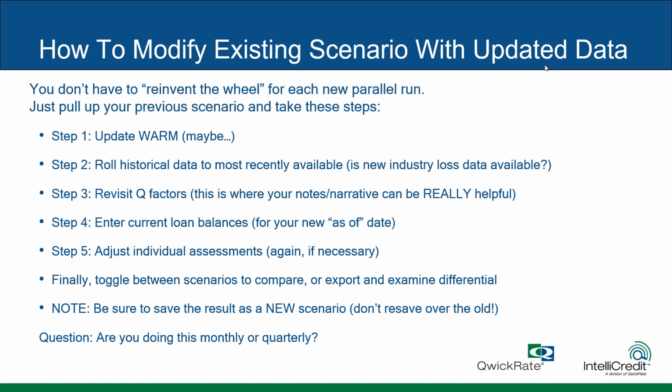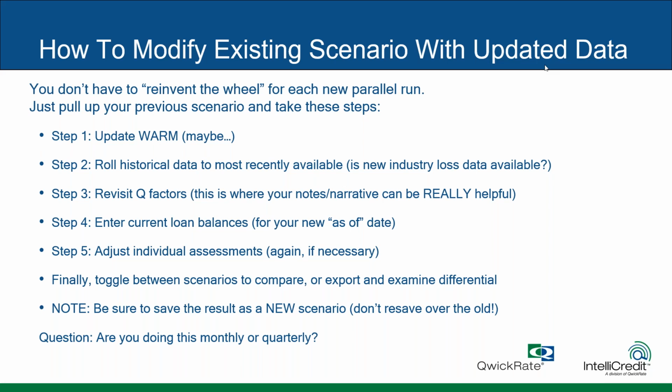It's very straightforward. You might need to update your WARMs, depending on how long it's been since the last time you ran a CECL scenario. And then you're going to roll the historical data forward, making sure you capture anything new that's come from the call reports. If a new quarter has passed, we'll have new data for the entire industry and new historical data for your credit union already loaded into the system.